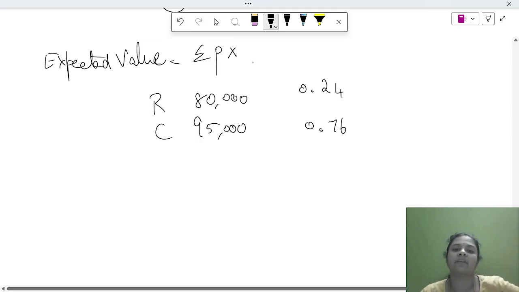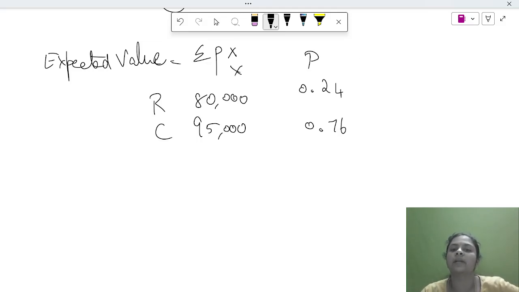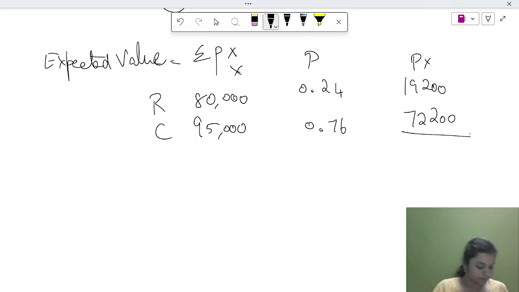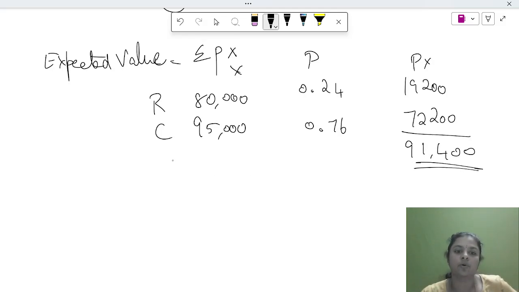Very simple. They have given you the x value, they have given you the probability. Just multiply P into x. 0.24 into 80,000, which is 19,200. 95,000 into 0.76, 72,200. Total 91,400. So the expected value is 91,400. That's all.